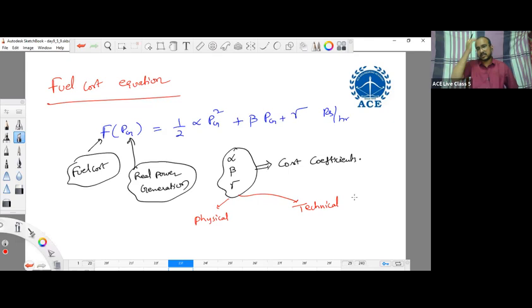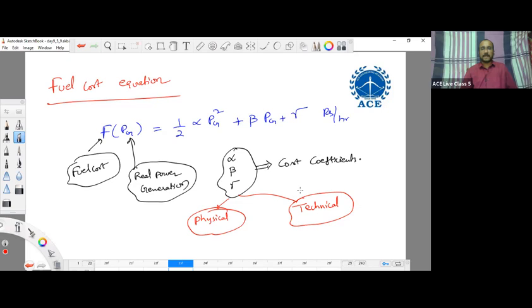What are the physical conditions? What is the mode of transport of coal? Where is the plant located? How is that coal being transported? And what is the quality of coal? All those come under physical constraints. What about technical constraints? What is the type of plant? What is the capacity of plant? What is the technology that has been used in the plant? All those come under technical and physical conditions. So these are the cost coefficients. Alpha, beta, gamma will not be the same for all the plants.